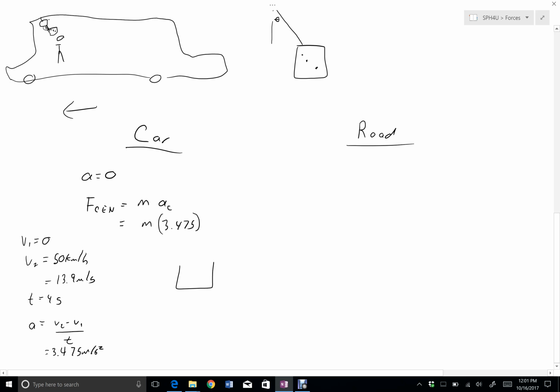Now if I look at the fuzzy dice, I have three forces acting. I've got a force of gravity, I've got the centrifugal force, the fictitious force caused by my accelerating frame of reference, and then I've got a tensile force which goes off on an angle, but that's confusing. So I'm going to break it into its components: the force of tension in the vertical direction and the force of tension in the x direction. Now the force of tension in the vertical direction is going to be equal to the force of gravity, so that's going to be equal to mg, or 9.8 m.